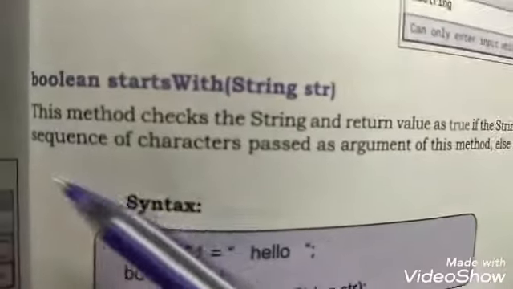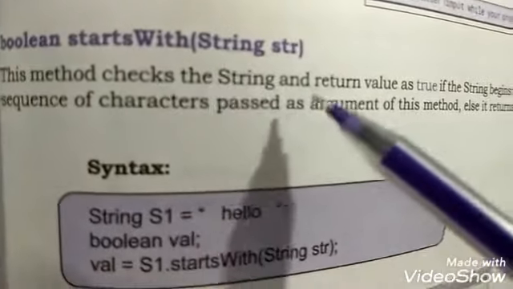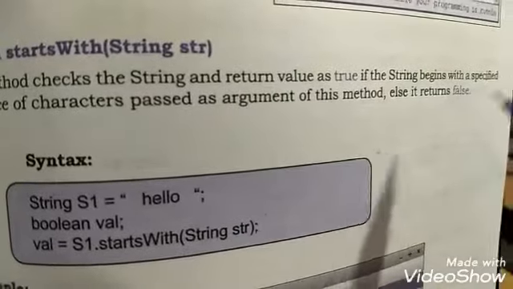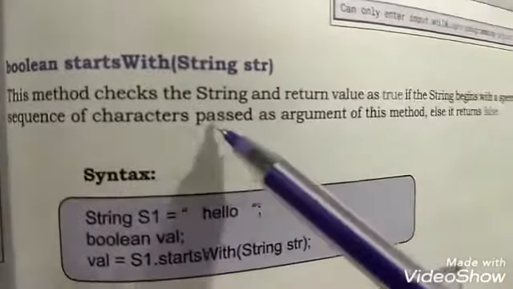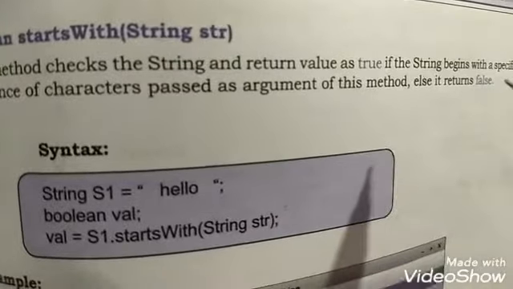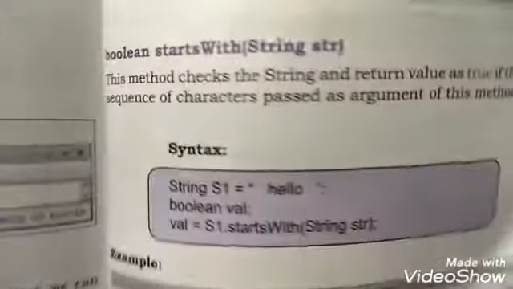Okay. So once again, you can see and read that method. What is the use of this method? This method checks the string and returns the value true if the string begins with a specified sequence of characters passed as argument of this method, else it returns false. Okay, I hope you have understood. Let's move on to the next method.